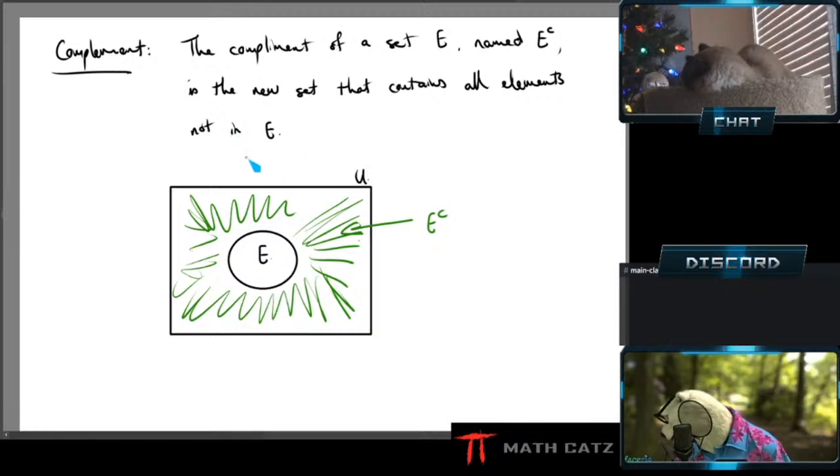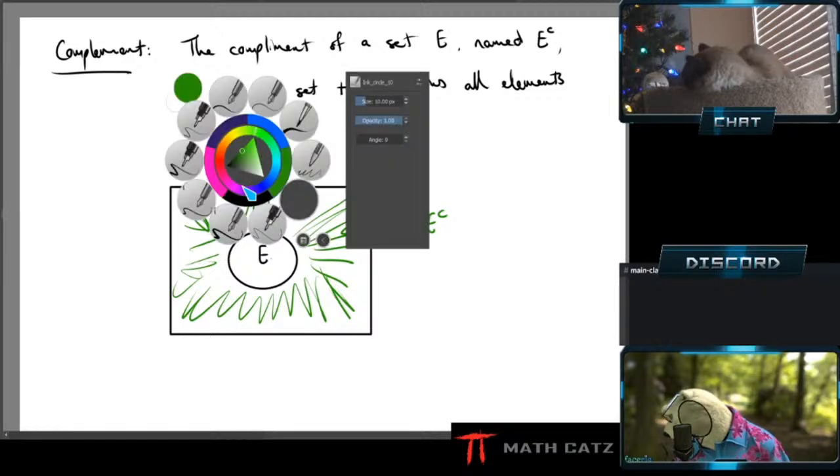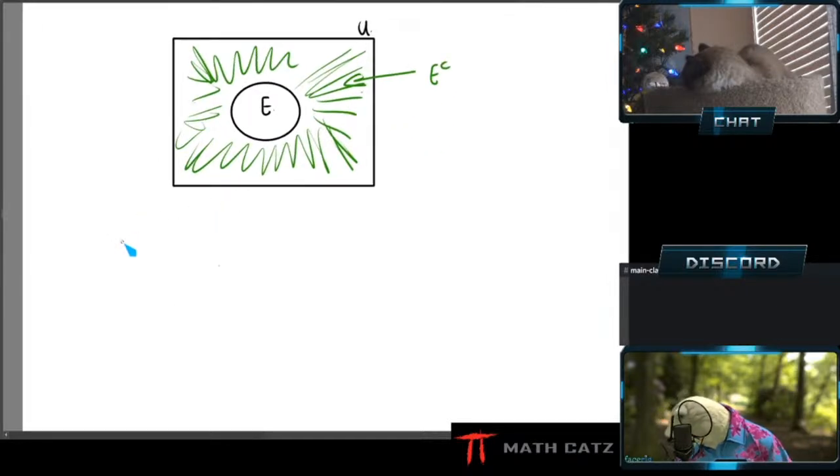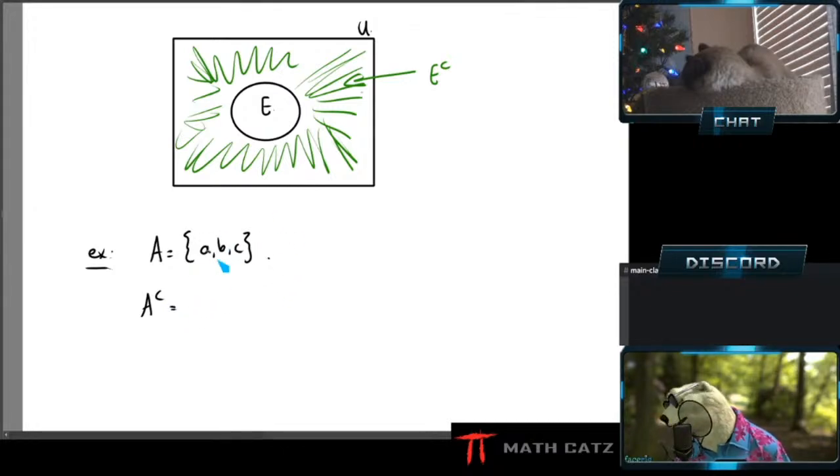So for example, if I look at my examples from the very start, remember, set A was little a, little b, little c. Then A complement is literally everything else in the context of what the elements are, in this case lowercase letters of the alphabet. So everything else would be d, e, f, and so on, all the way to the end. Literally everything else.